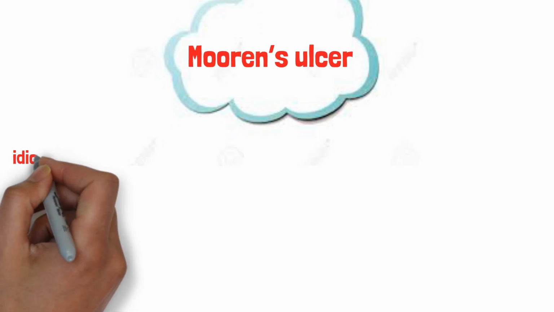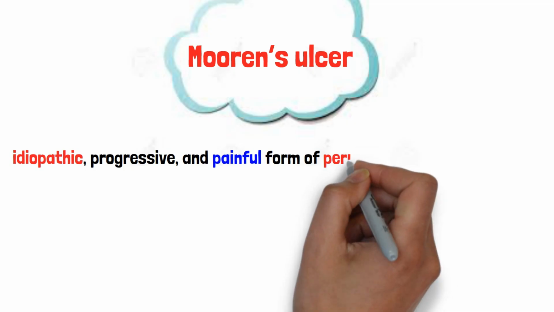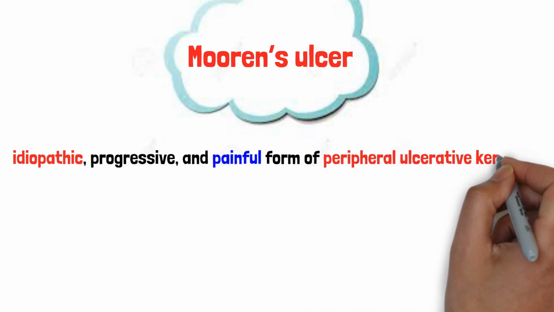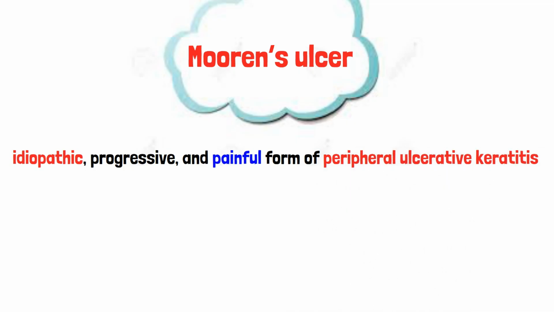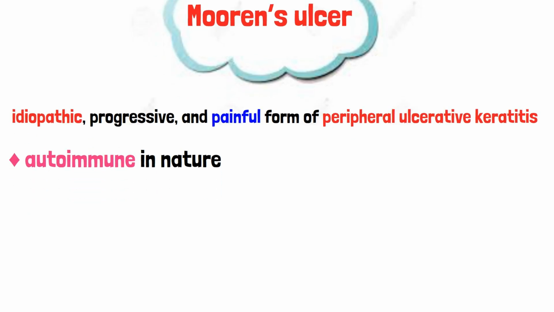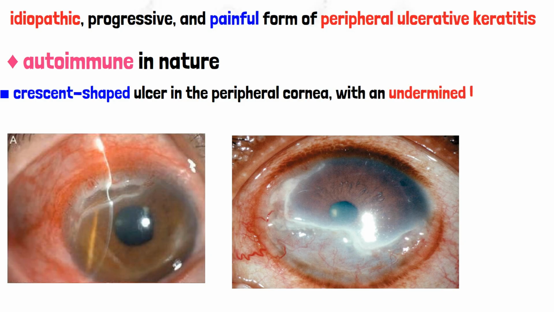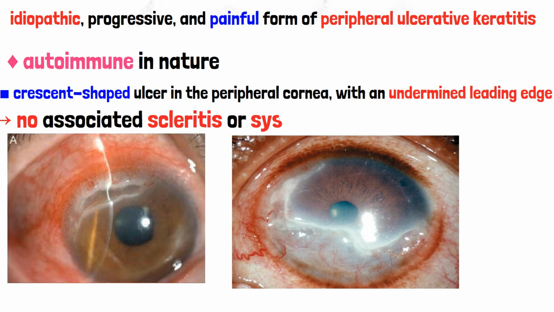Mooren's ulcer is an idiopathic, progressive, and painful form of peripheral ulcerative keratitis. Unlike other types of PUK, it is not associated with systemic vasculitis or collagen vascular disease. The exact cause is unknown, but it is believed to be autoimmune in nature. It is characterized by a crescent-shaped ulcer in the peripheral cornea with an undermined leading edge. Importantly, there is no associated scleritis or systemic vasculitis.